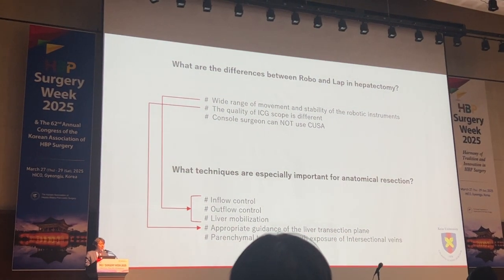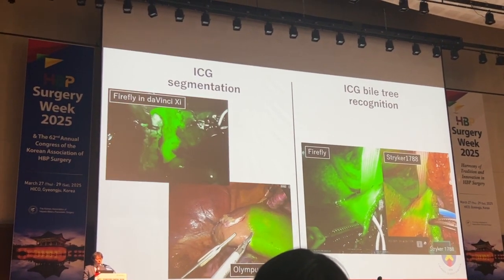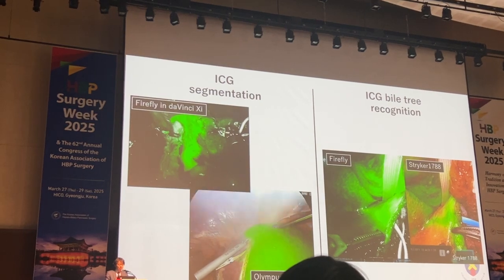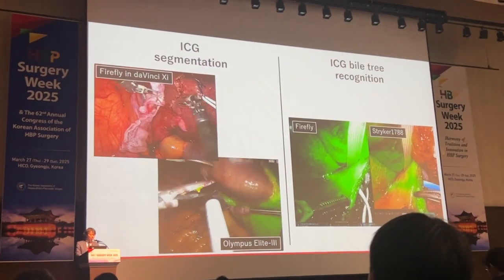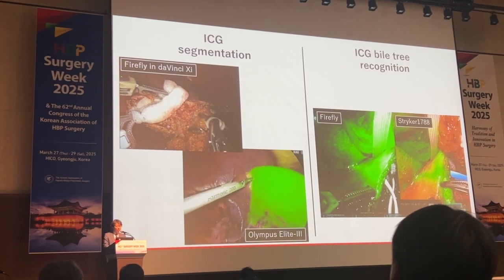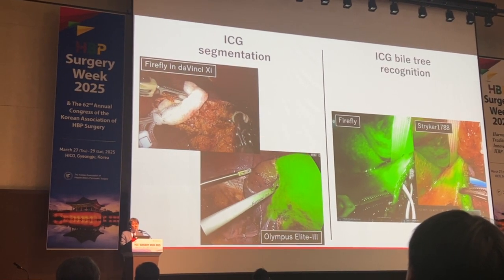Next is about the ICG fluorescence. ICG navigation has improved the quality of liver surgery. The recognition of boundaries within the liver parenchyma using the ICG is great information that is not available elsewhere. It is also possible to obtain biliary tract information.